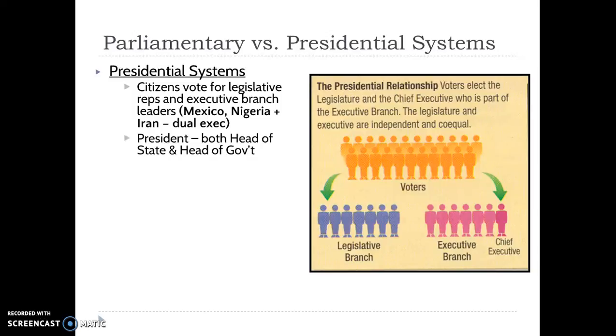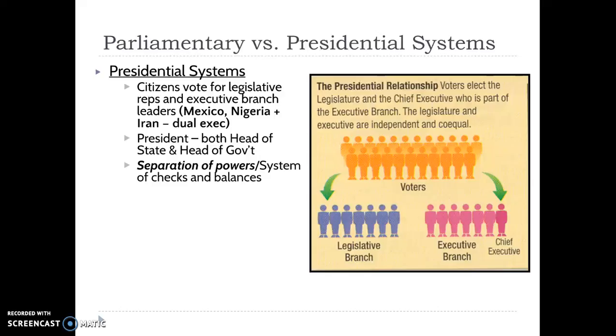In a presidential system, the president is both the head of state and the head of government. So they will have chief policy-making decisions as well as having some of the ceremonial duties that come along with being the head of state.